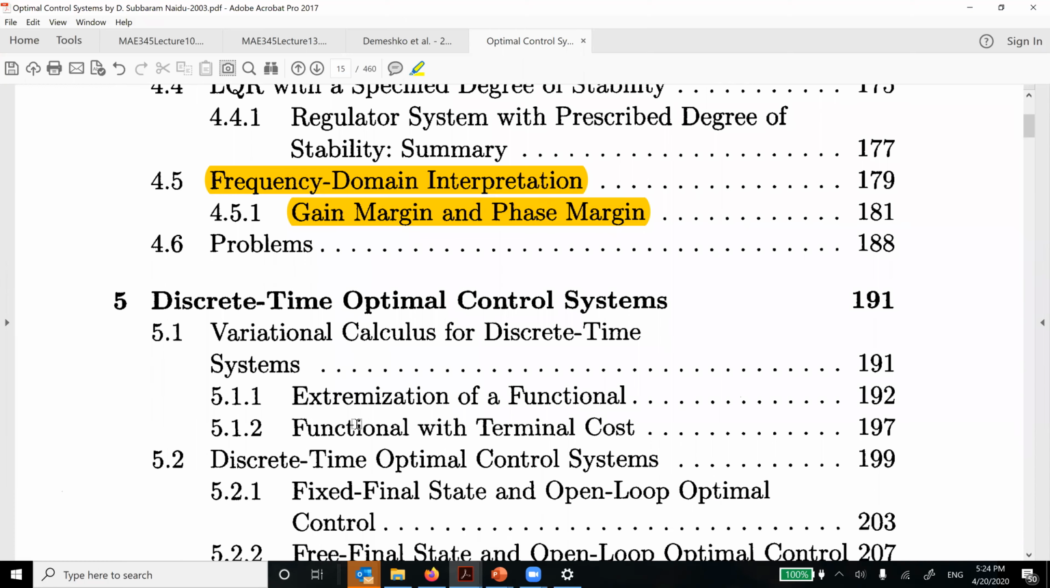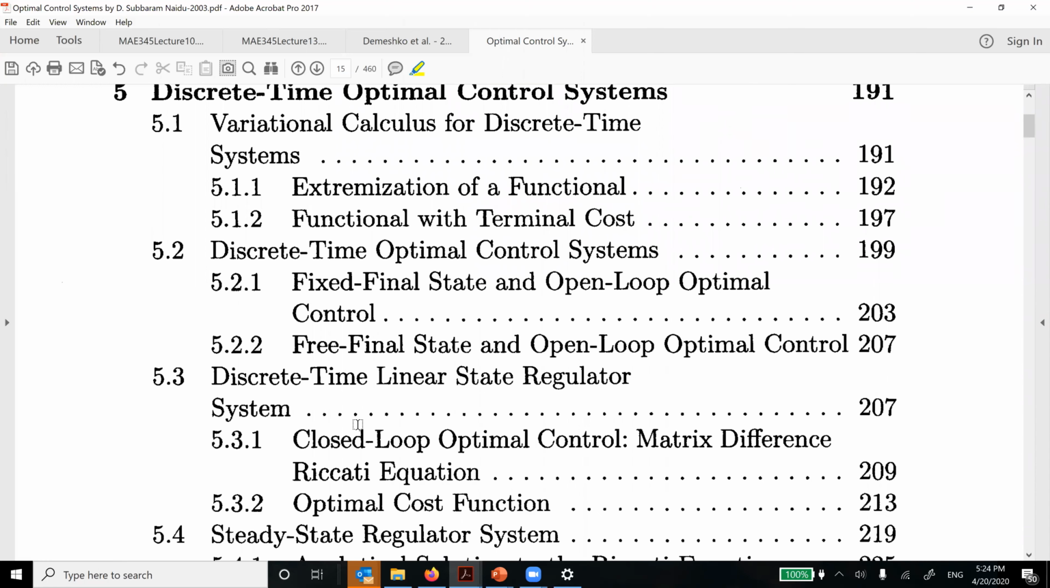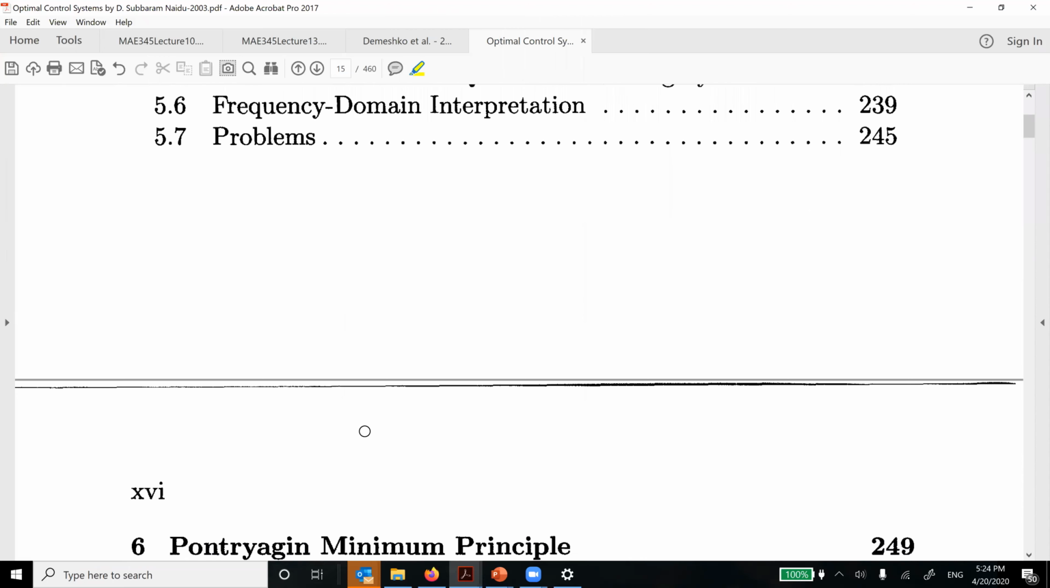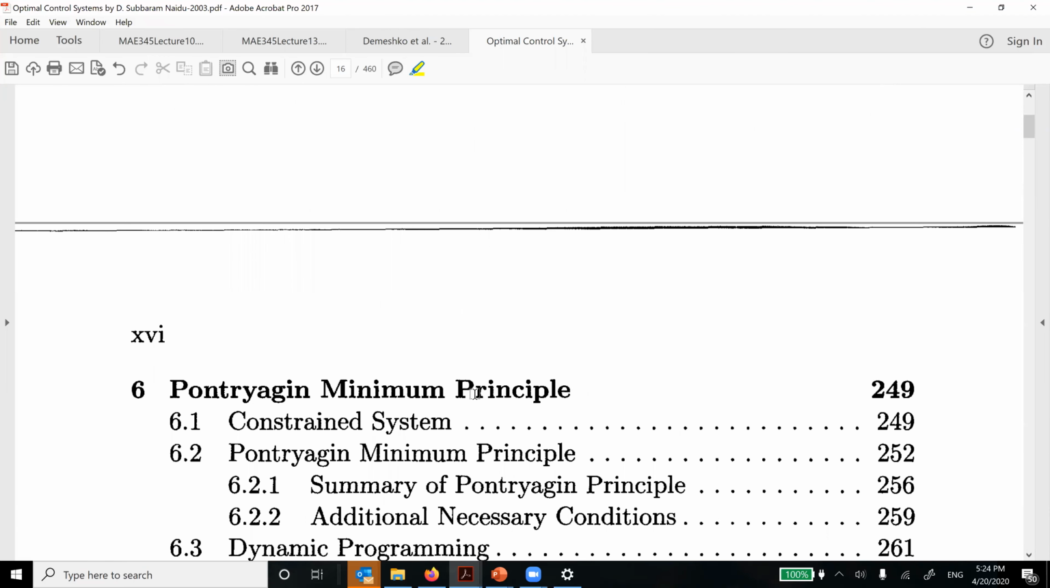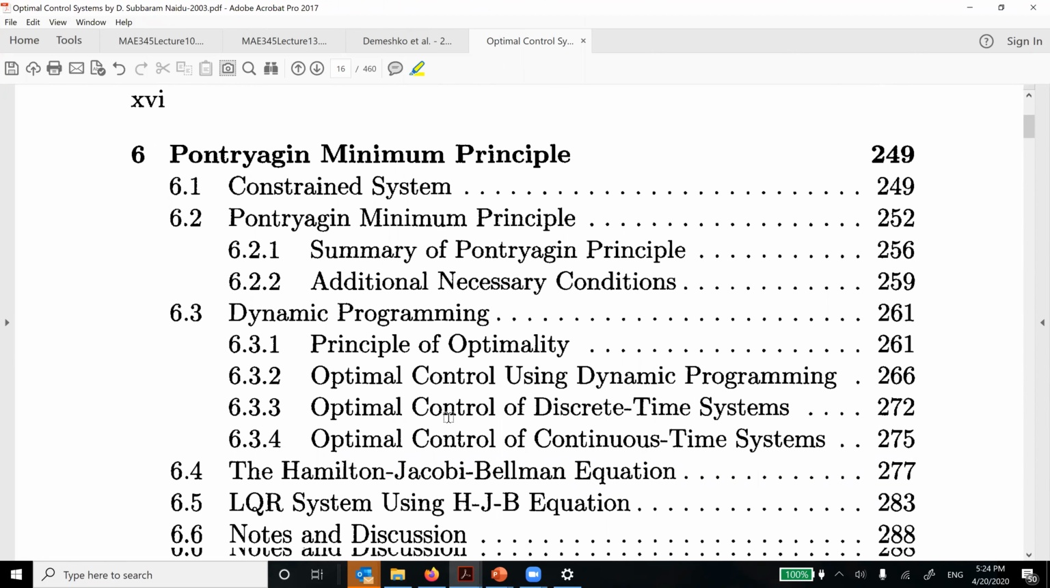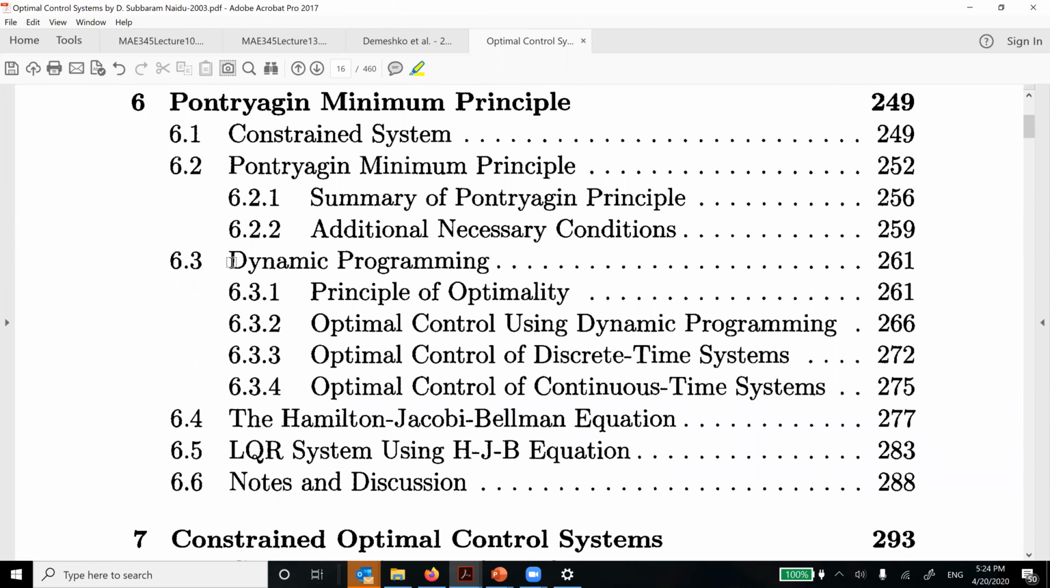Then discrete time LQR, and Pontryagin's maximum principle, where minimum and maximum are interchangeable here. And they talk about dynamic programming and the HJB equation. Then we use that idea to derive the LQR system using the HJB equation. So that's another point of view, from a dynamic programming point of view.